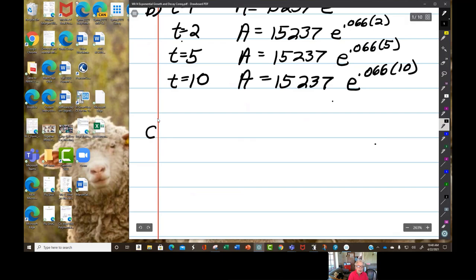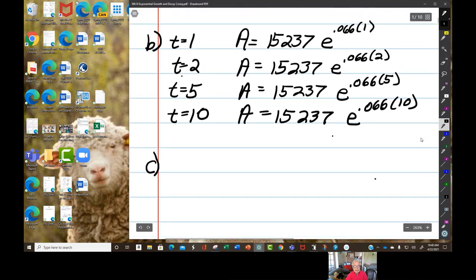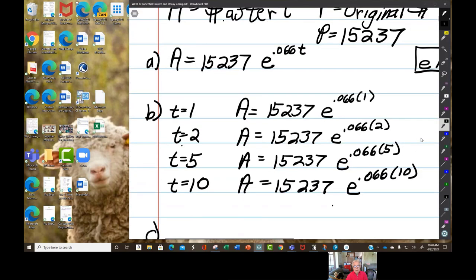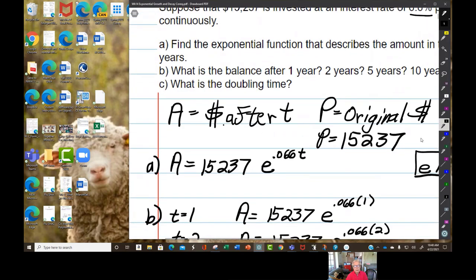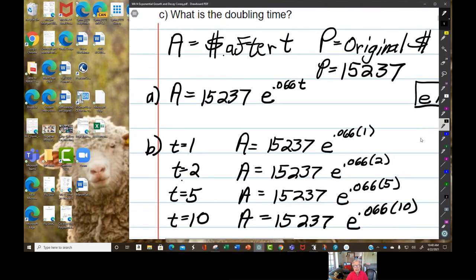There's Henrietta. She obviously has not gotten something that she wants. C is something you have not encountered before unless you went to a really good high school. And that is doubling time. Doubling time. Very important in finances. If you're a business major, get used to the term doubling time. If you work at a bank, doubling time is important. Doubling time is how long does it take your money to double from the amount you put in the beginning?